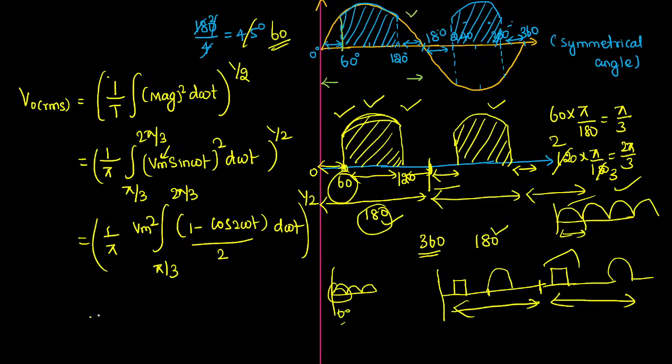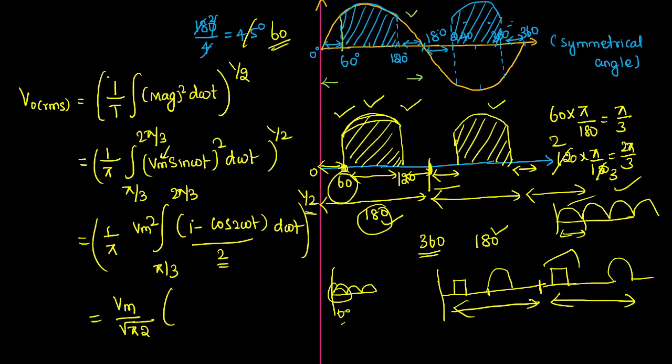Now it is very easy for us. You can take this Vm outside, Vm will come out of the square root. But that pi you can't take. You can write like this, Vm by root pi in bracket. That 1 by 2 is there, right, can we take the 2 outside? That will also become root 2 only. So root of 2 into pi will come.